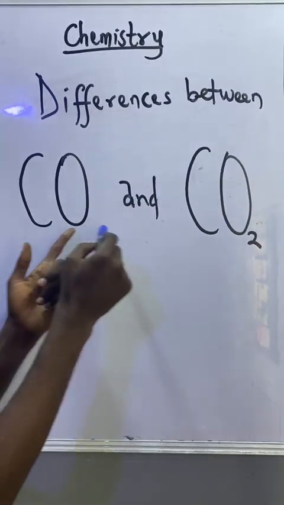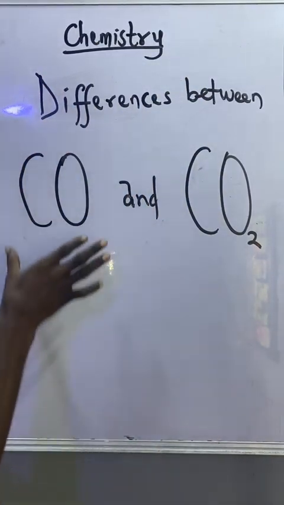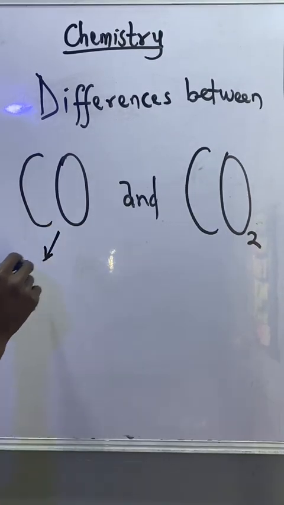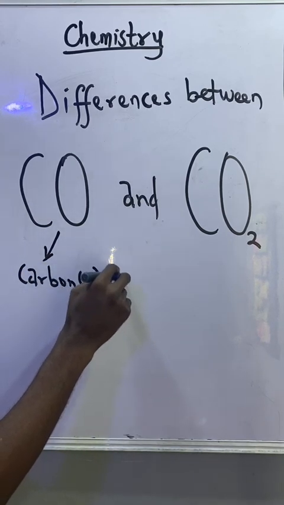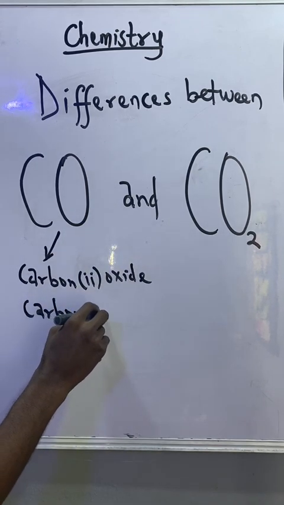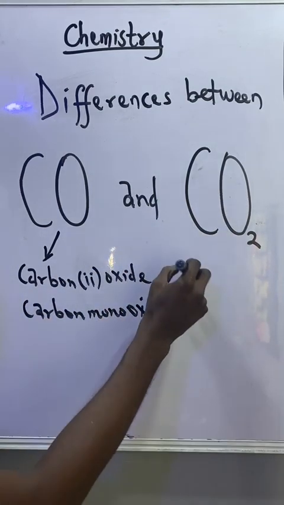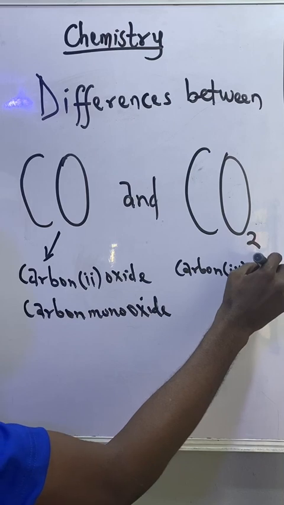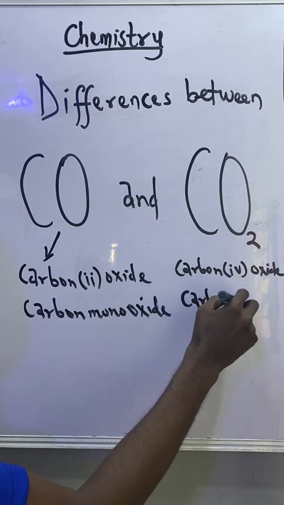Let's see the difference between CO and CO2 in chemistry. Yes, follow me. CO and CO2. CO2 simply means carbon 2 oxide, or we call it carbon monoxide. This is the olden days name. Now, this one is called carbon 4 oxide. Carbon 4 oxide. And we can also call it carbon dioxide.